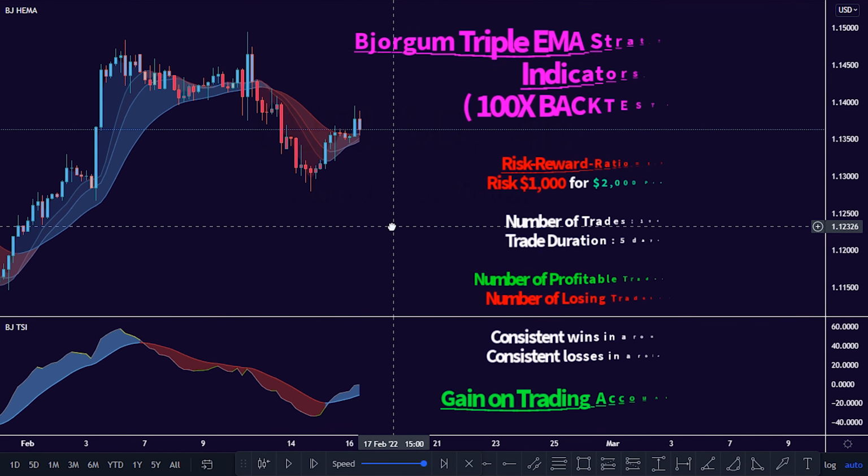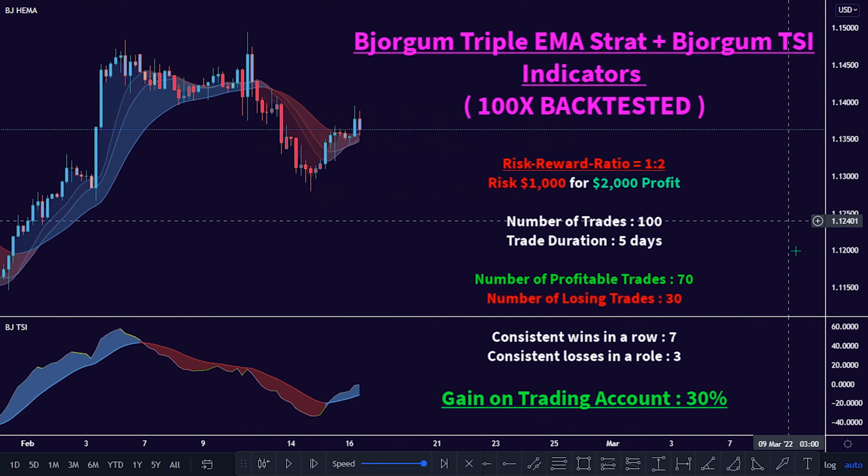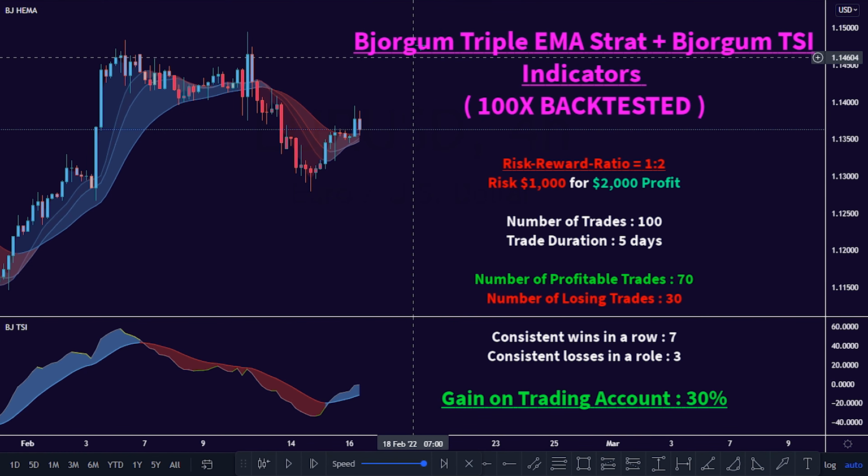Here's my trading result. I implemented the 2 risk-reward ratio. That was on 100 trades for 5 days. On each trade, I risk $1,000 for profit target of $2,000. I got 70 wins and 30 losses. My record of most consistent wins in a row is 7, and most losing streak in a row is 3. The gain on the trading account is 30%.